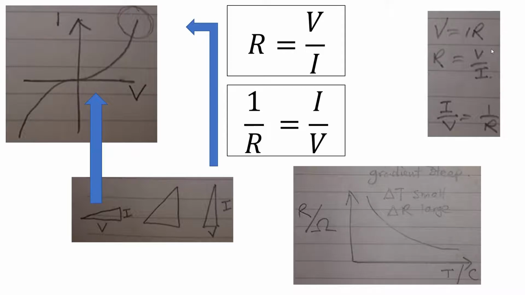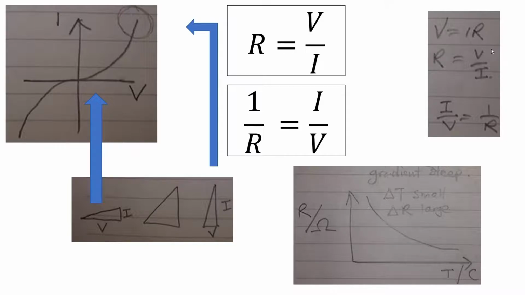Because the gradient is very high in the IV graph for a thermistor, that means the resistance is low. So it's the inverse. Think of the opposite of the gradient. It's the opposite gradient of the IV graph.